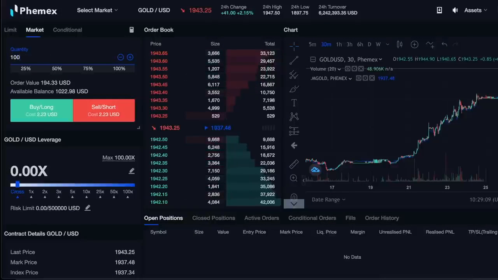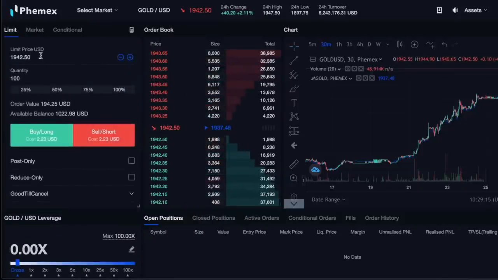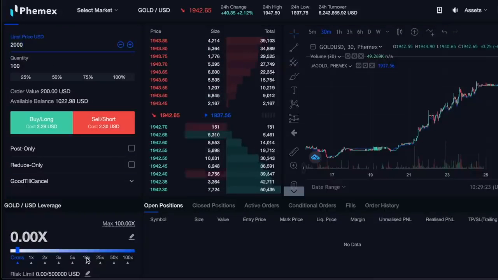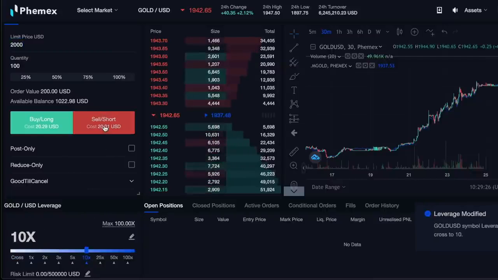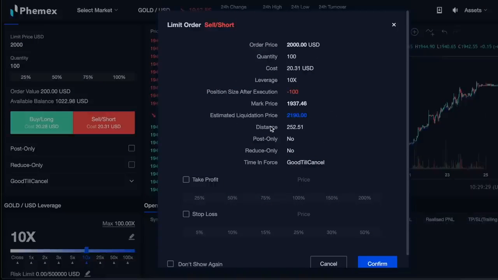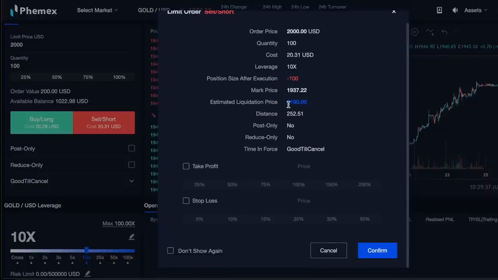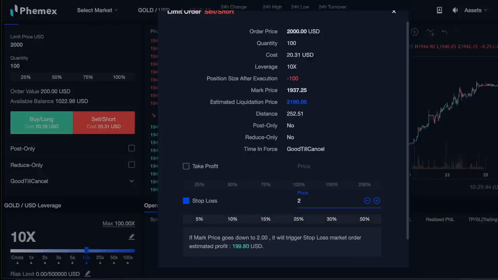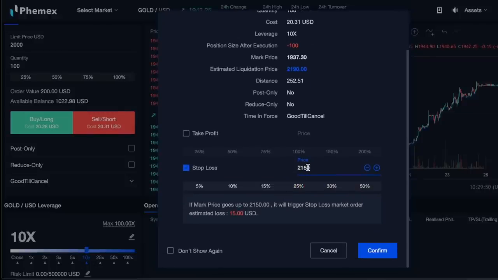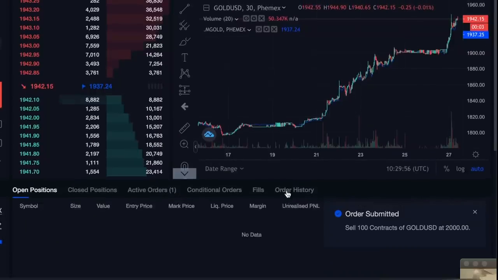Now, let's say we want to do a $100 position worth of gold, and let's say we want to do a limit order, and we want to sell gold at $2,000. Let's say that's where we want to sell, and we want to trade gold with a 10x leverage. We click sell short. We check all of our details here, make sure the estimated liquidation price is something that you are fine with. And here you can see the liquidation price is 2,190. So I'm going to put in a stop loss here at 2,150, because this will trigger before the liquidation price, which makes sure that I cannot get liquidated. We press confirm. And there you go.